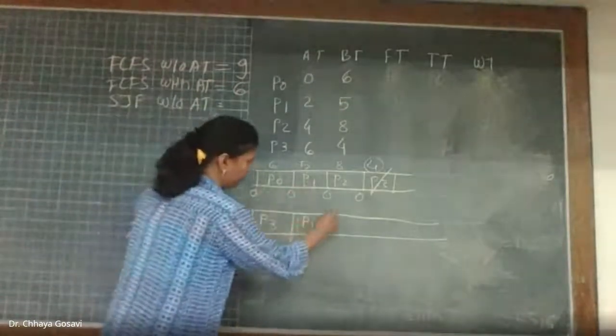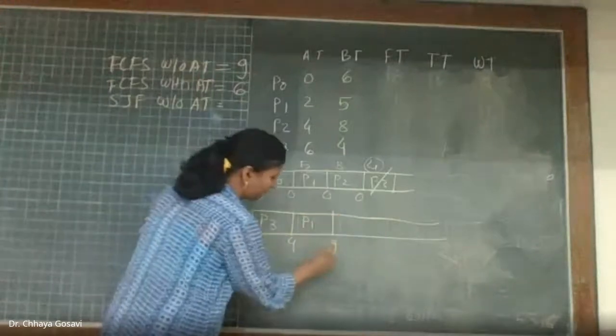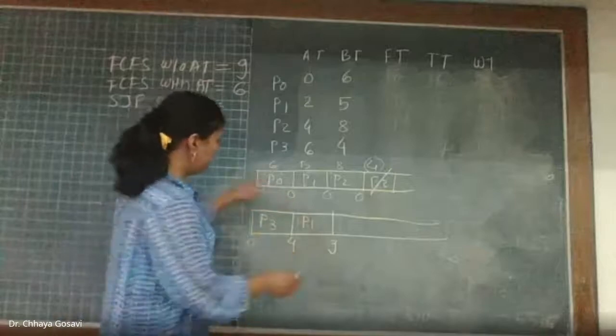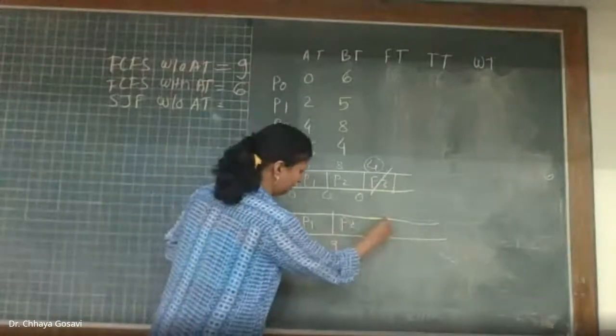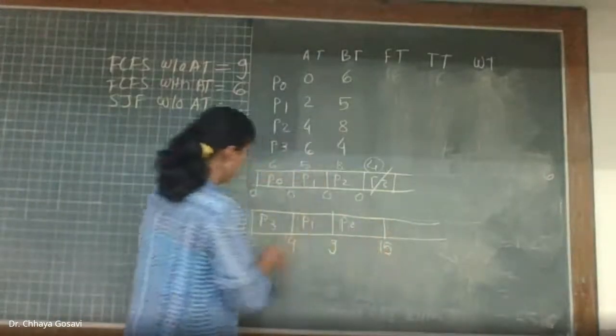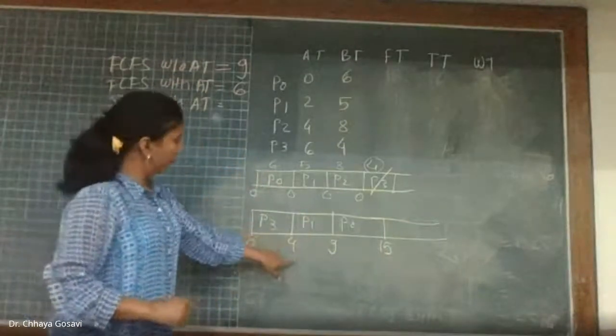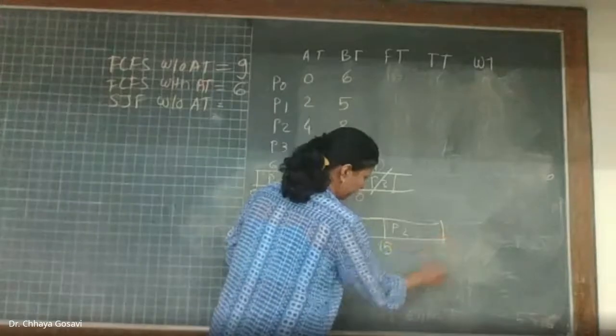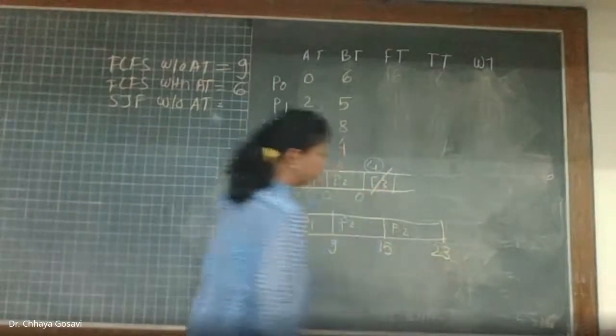Then P1. P1 will be scheduled for next 5 cycles. 4 plus 5, 9. Then P0 will be scheduled for next 6 cycles. 9 plus 6, 15. And lastly, P2 will be scheduled for 8 cycles. It is 23.